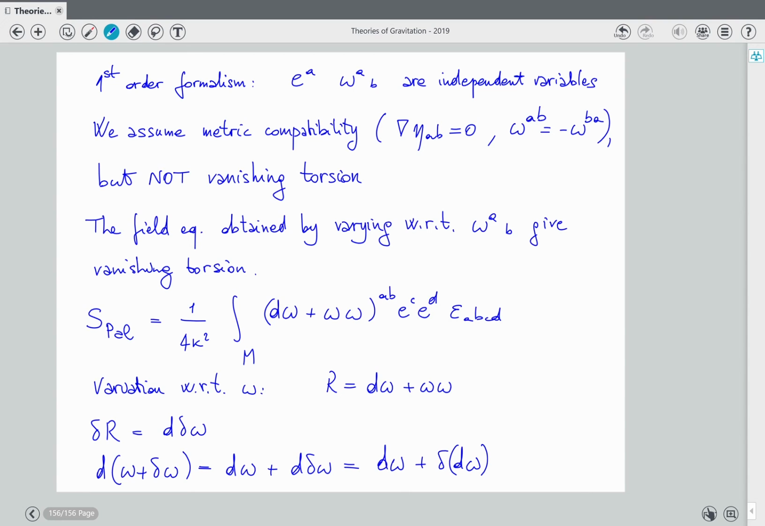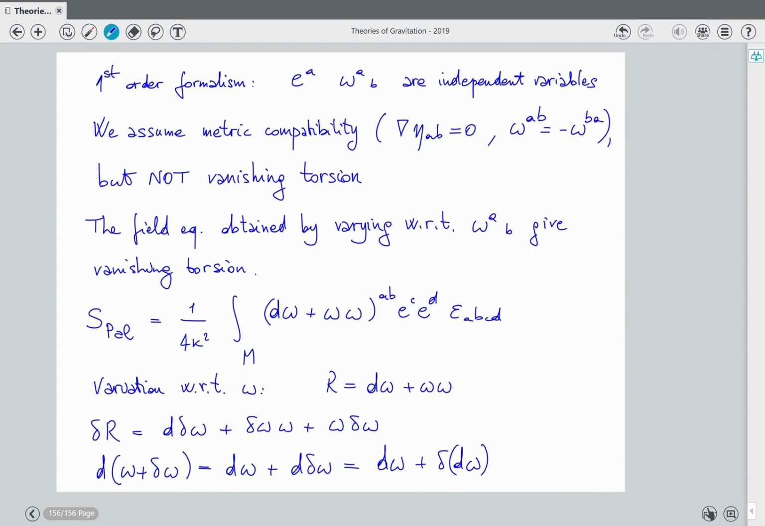So the variation is a bosonic operation, just to raise any doubt about that. D is an exterior derivative because it has a differential, but the variation is a full variation. Omega and omega plus delta omega have the same statistics. Delta cannot change the statistics. And then you have this. So this is the variation.